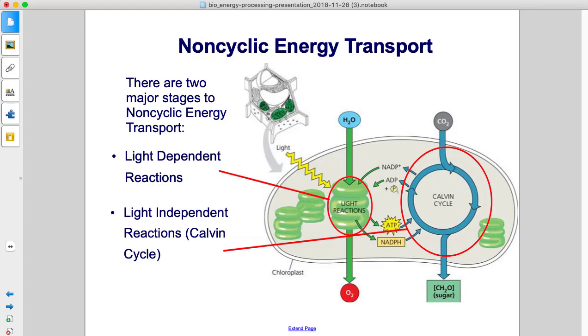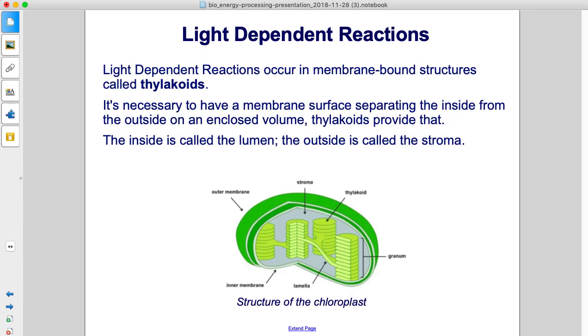So now let's take a look at non-cyclic energy transport. There are two major stages to non-cyclic energy transport: light-dependent reactions and light-independent reactions, like the Calvin cycle. Light-dependent reactions occur in membrane-bound structures called the thylakoids. It's necessary to have a membrane surface separating the inside from the outside on an enclosed volume. Thylakoids provide that. The inside is called the lumen, and the outside is the stroma.